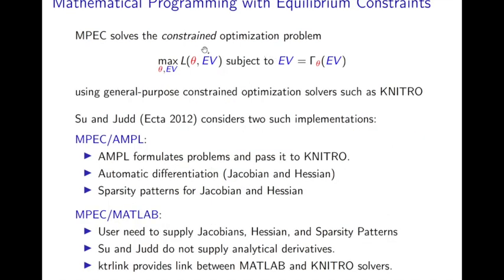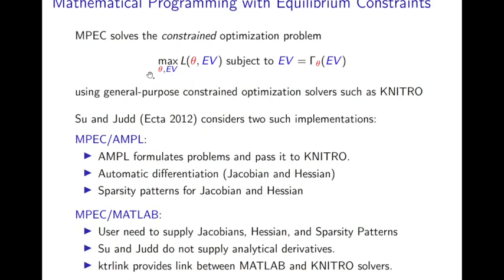But then we are now maximizing the likelihood function, not only with respect to the structural parameters, but also with respect to the expected value function. So now we are maximizing a function with respect to a set of parameters and a function. Now we're going to discretize the expected value. So that means that EV is really just a finite number of variables. So if we have n grid points, there's going to be n variables due to EV. Okay, and then say there are five structural parameters in theta.